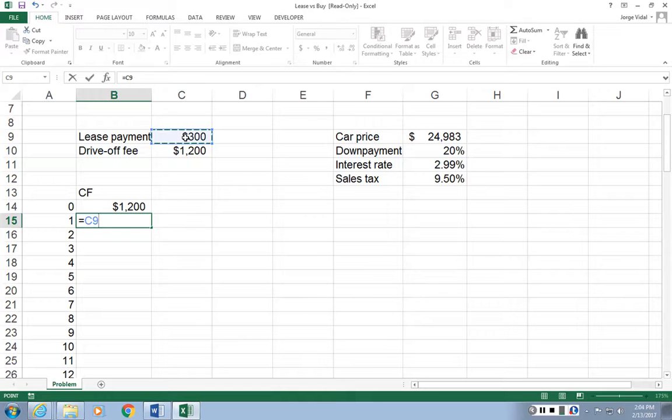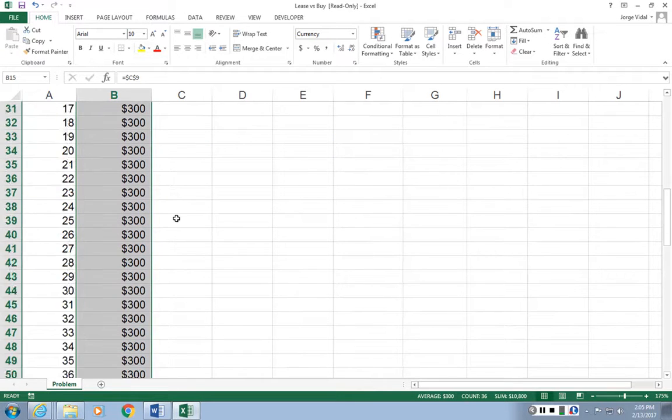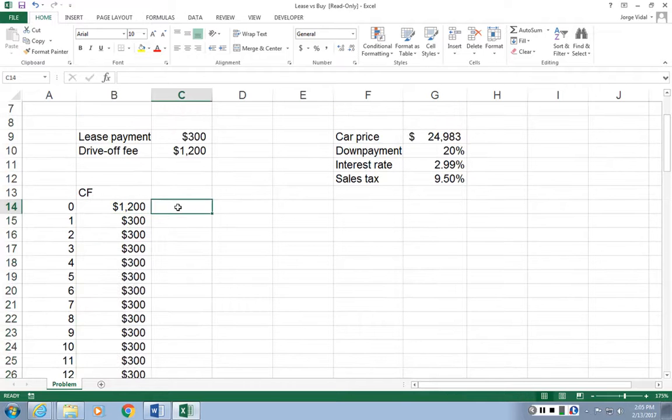And then you want to copy that function all the way to the bottom. Before we do that, we do what? F4, so we can lock the C9. And then you press enter. And now we can copy this. So it goes all the way to the bottom. Okay. Now, there are ways to do this in simpler steps, but I'm doing this the long way so you can see all the steps and what's happening. And let's find the present value of all the cash flows.